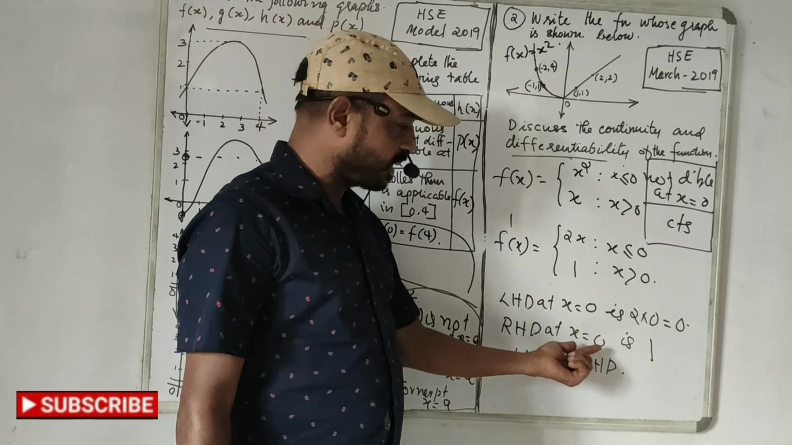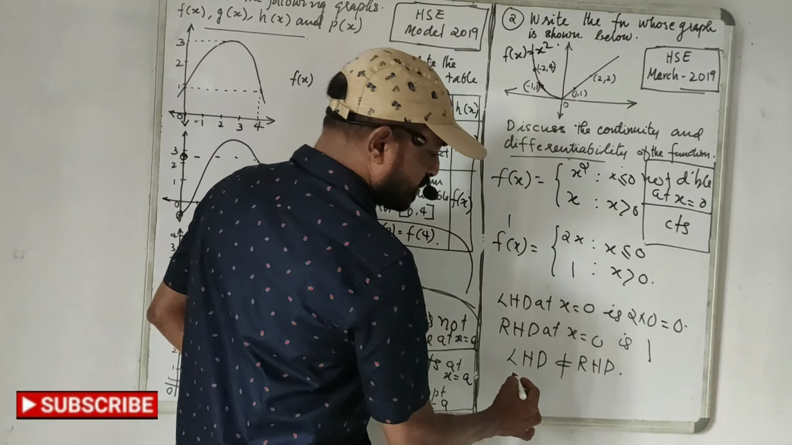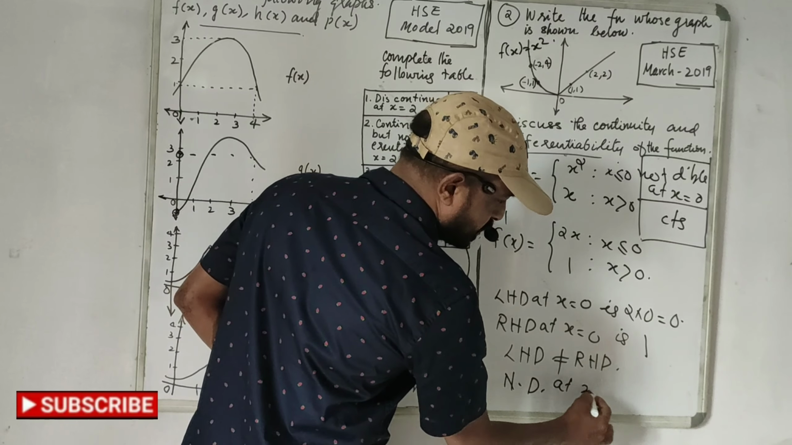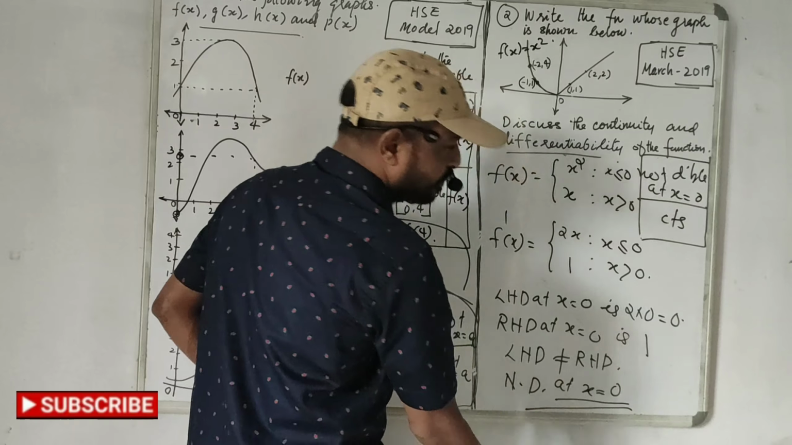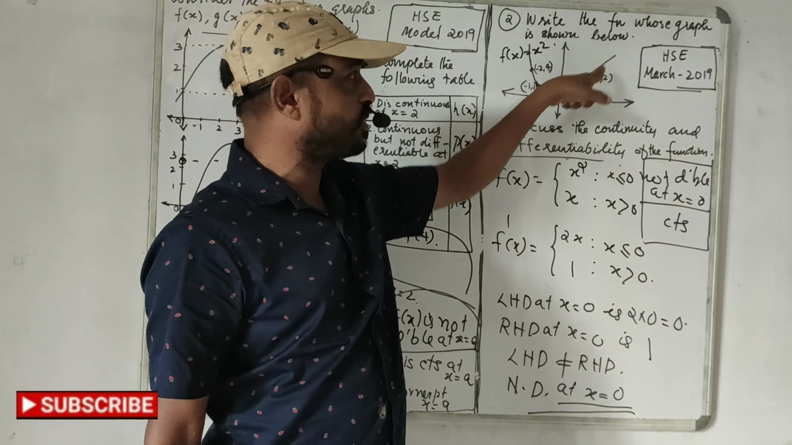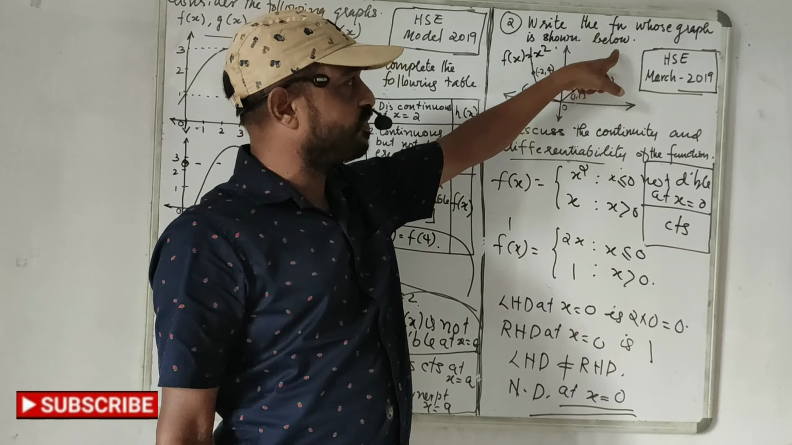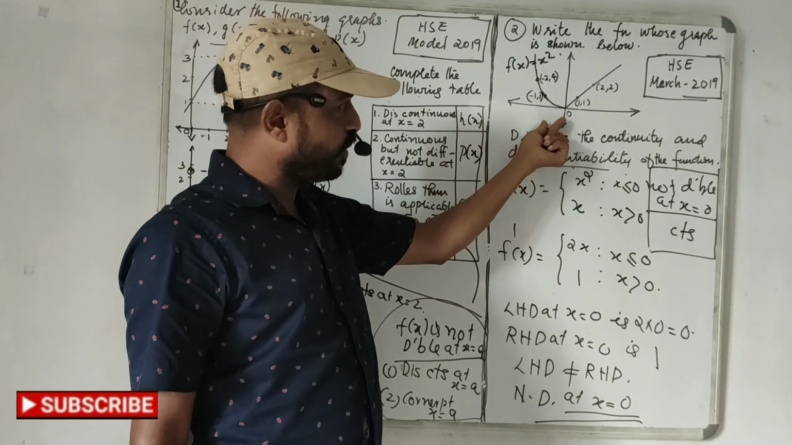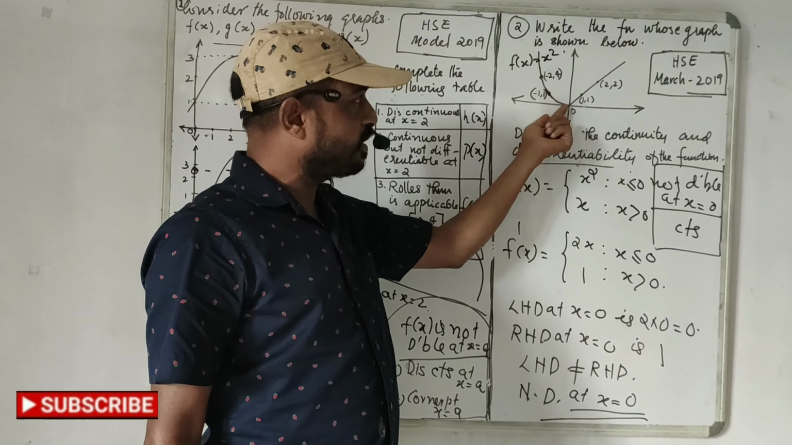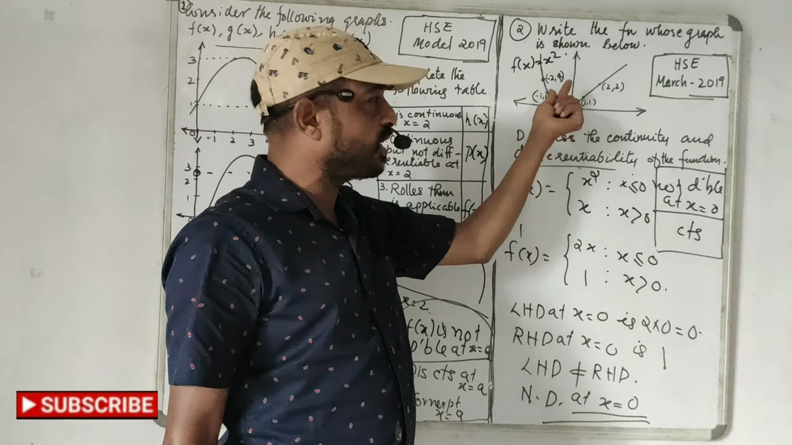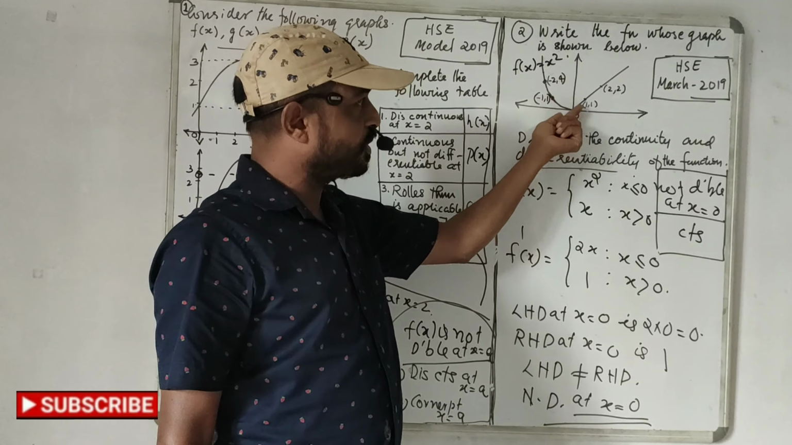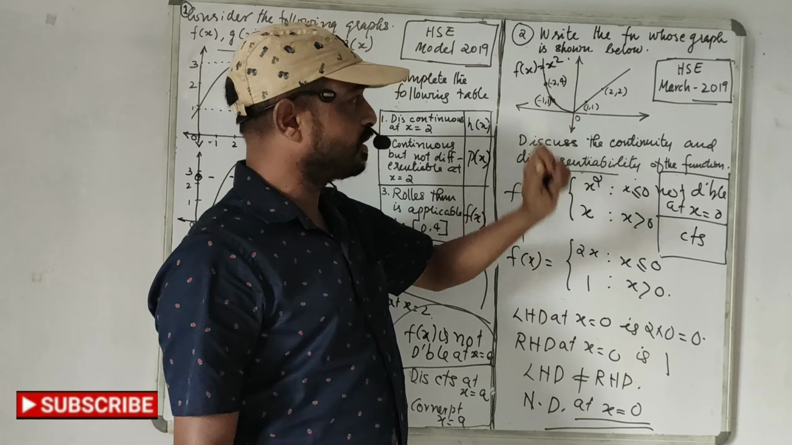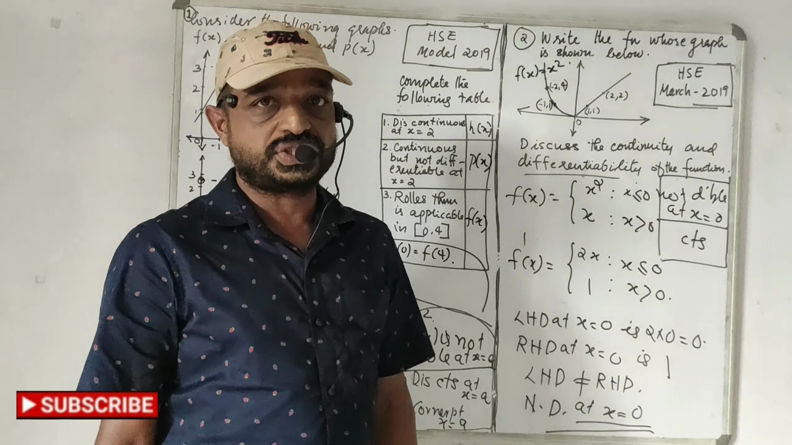So since left hand derivative is not equal to right hand derivative, we can say that the function is not differentiable at x equal to 0. But the function is continuous at x equals 0, since the graph of the function does not have a break corresponding to x equals 0. But corresponding to x equals 0, the graph of the function has a corner point. Therefore, at x equals 0, the function is not differentiable.